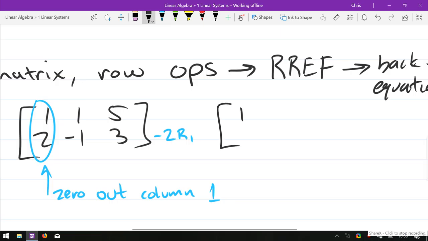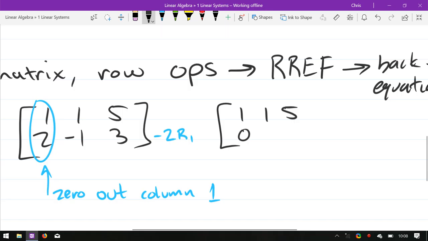So row one should not be changed. Now row two is going to be changed. Every element should be changed. So I have negative two times one, which is negative two, plus two is zero. That was the whole reason we did that.